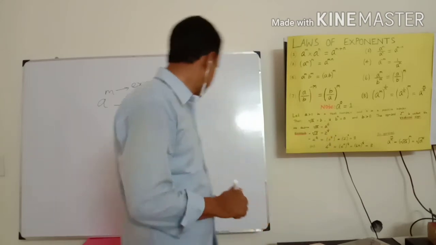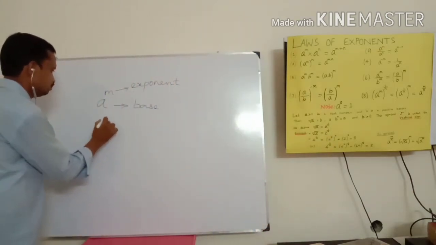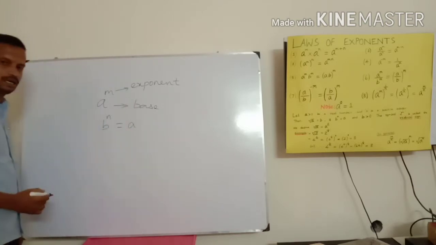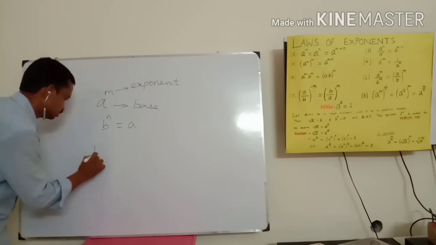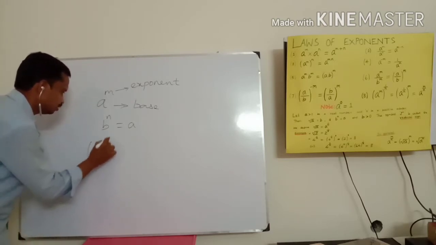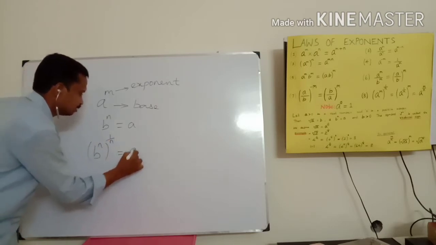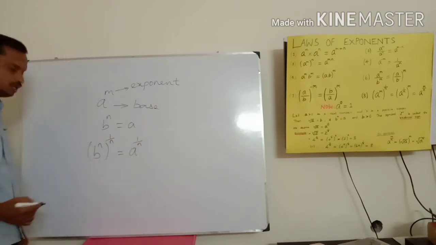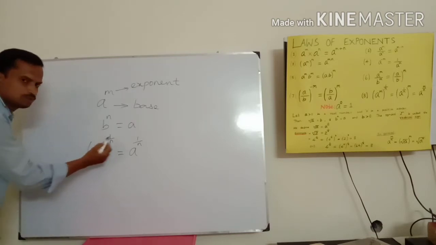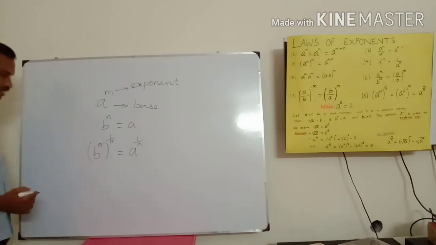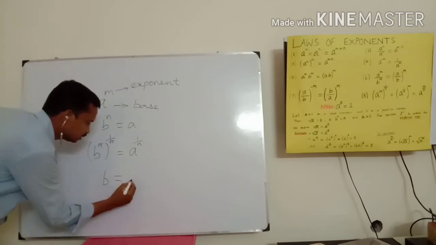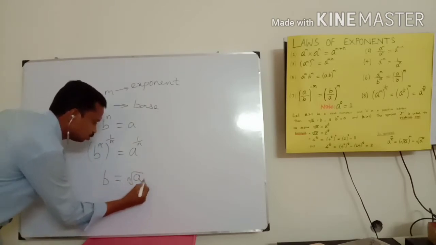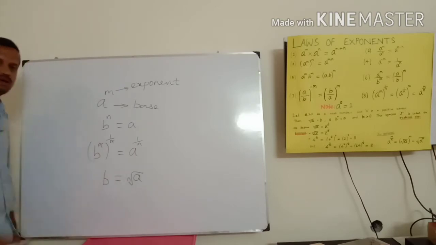So b power n equal to a, then if you raise to the power 1 by n, what happens? B power n whole power 1 by n, and here a power 1 by n. And then here if you multiply power to power, then n gets cancelled, you get b power 1, which is nothing but b, that is equal to a power 1 by n, we can write as nth root of a. Nth root of a.